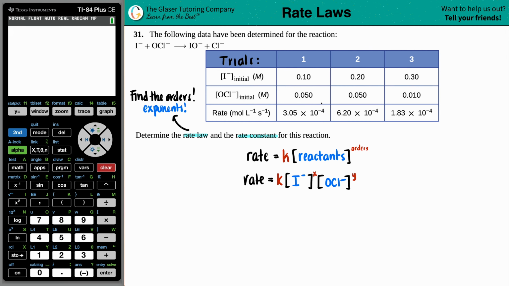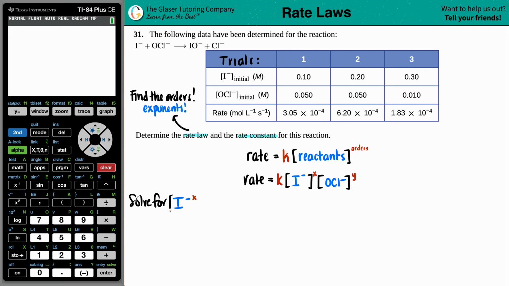But anyway, we have to make a ratio in which we put one rate law over another rate law. And if we have the same concentrations, we can cancel one of the concentrations out. And that's how you get to the other order. Now let's say that I want to solve for I minus, specifically that x value.